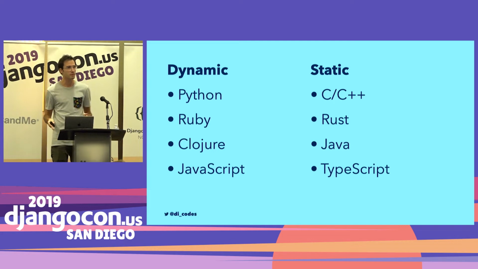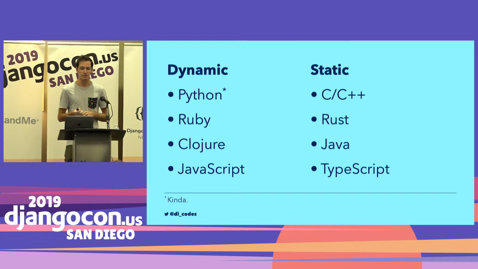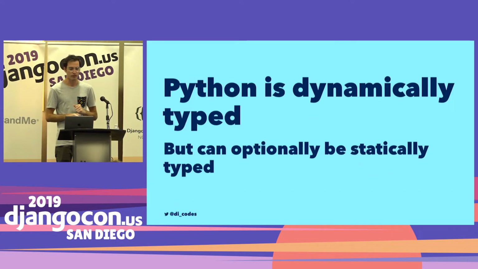Okay, so you can sort of put languages in two columns, right? Dynamic languages are like Python, Ruby, Clojure, and JavaScript. Static are like C, Rust, and TypeScript. And actually, you have to put a little asterisk next to Python, and we're going to talk about why. Because you can do some static typing things in Python. And also, technically, Ruby is going to get the same thing that Python currently has, but not until the end of next year, so we'll ignore that.